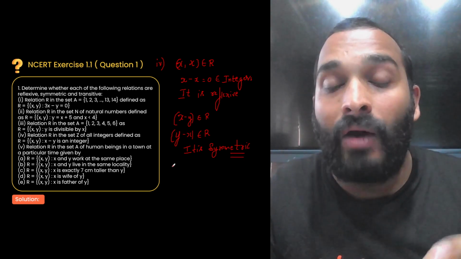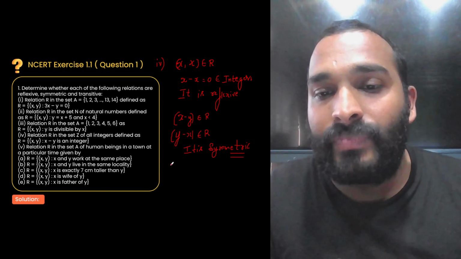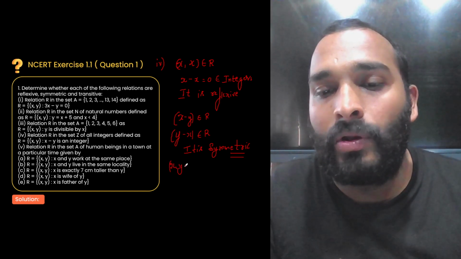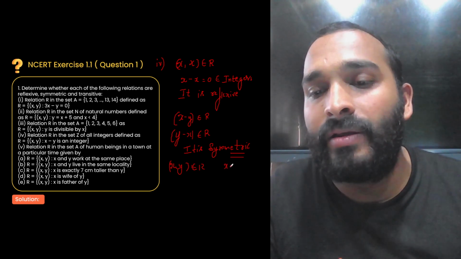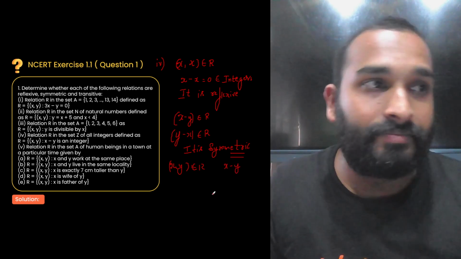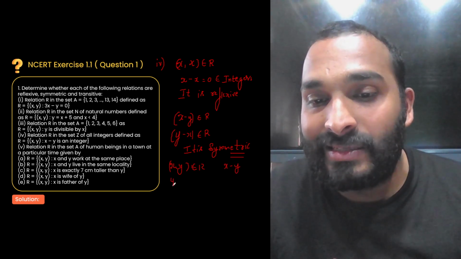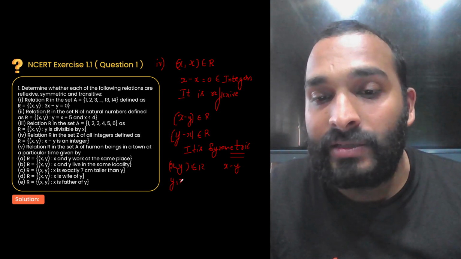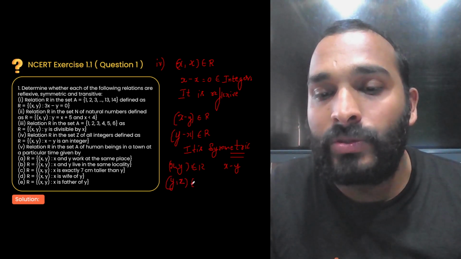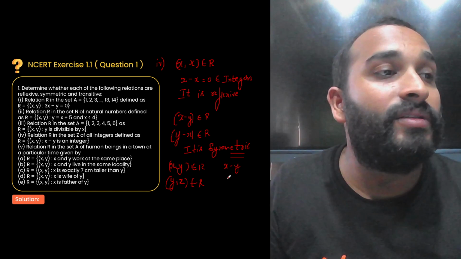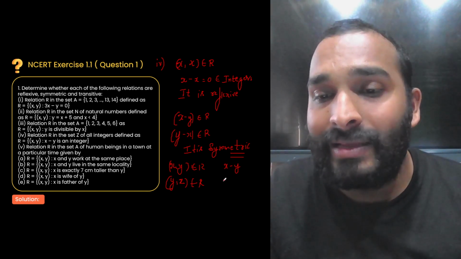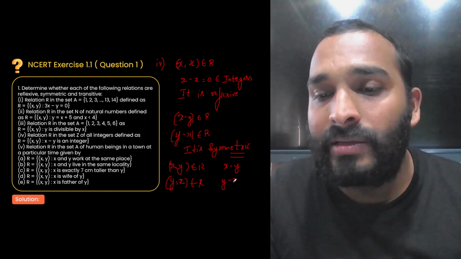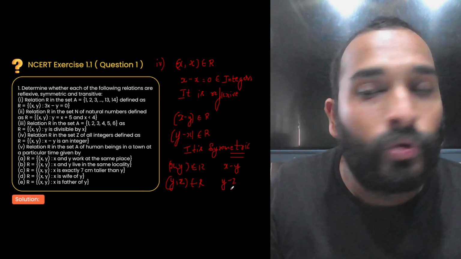Now the third condition. Think, children, if x comma y belongs to R, then x minus y should be an integer. So I'll write here y minus z, I'll take, y minus z belongs to R, that also belongs to integer. Now just observe, if you're adding these two, x minus y and y minus z, you're going to get integers, children.